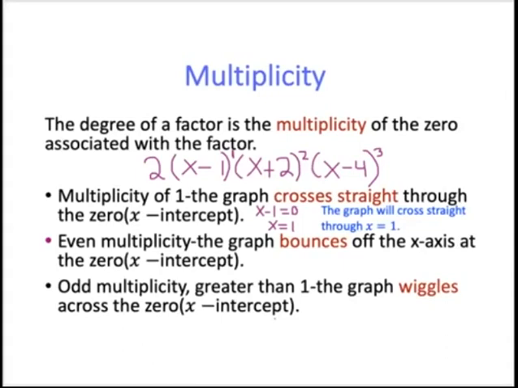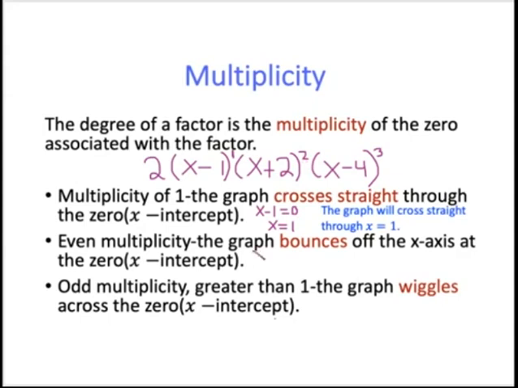Our next bullet that we have here is for a factor that has even multiplicity. If it has even multiplicity, the graph bounces off the x-axis at the 0 or x-intercept. The example that we have here is with the factor (x plus 2) squared. Notice that that has an exponent of 2, so it's got even multiplicity.